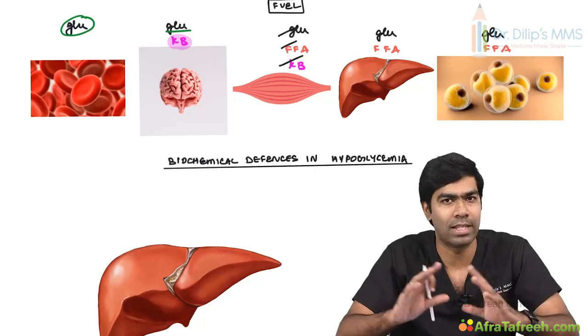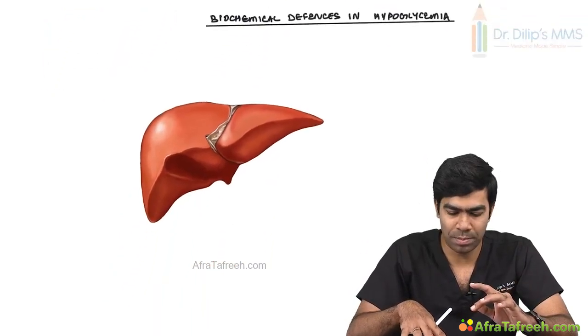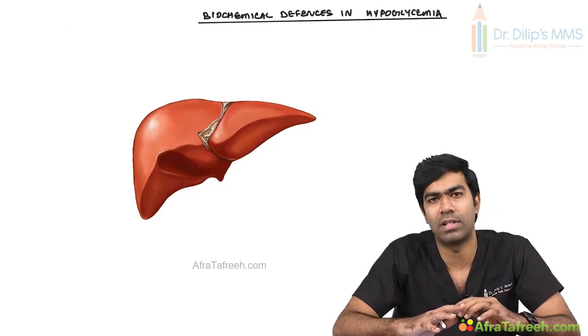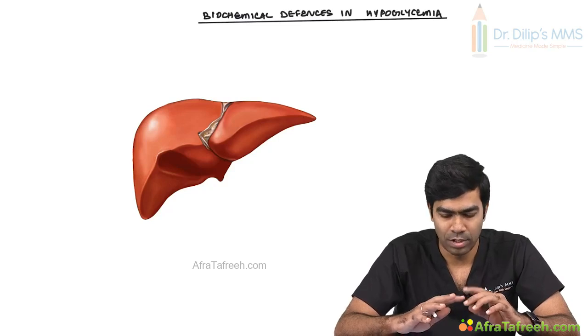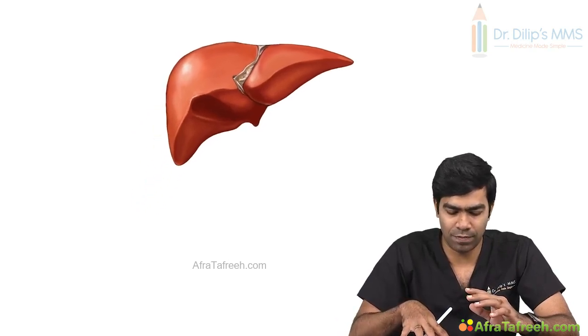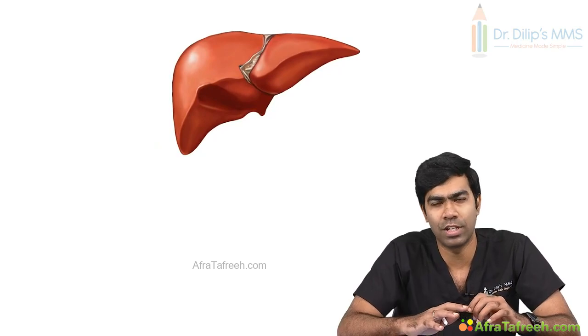So these are the things in a nutshell. Then let us move on to the biochemical defenses that a person develops in response to hypoglycemia and low blood glucose levels. So first of all, we know the first defense mechanism is glycogenolysis.